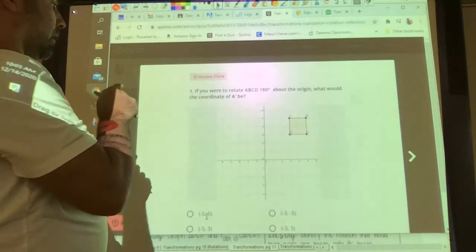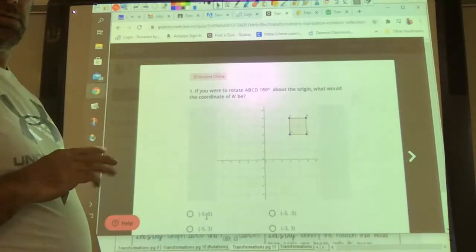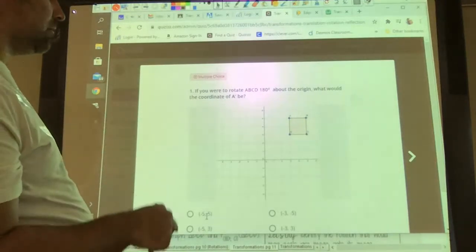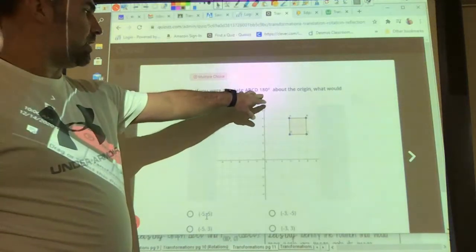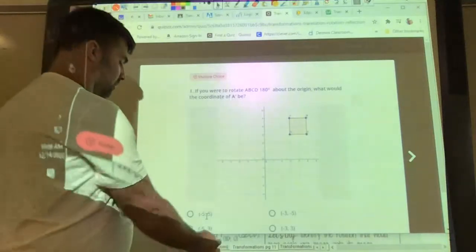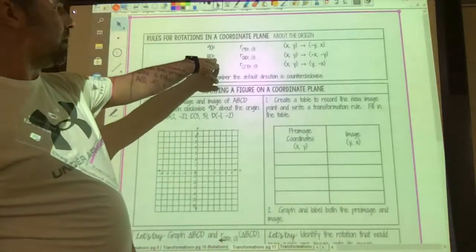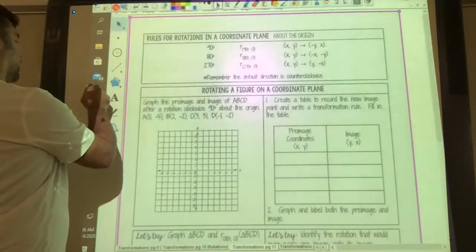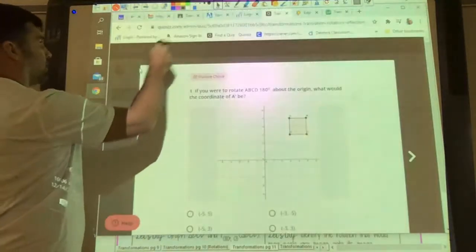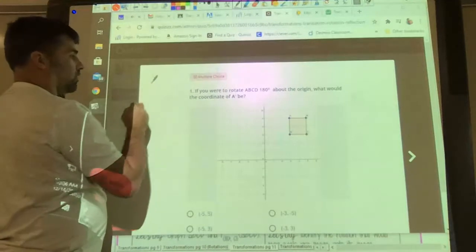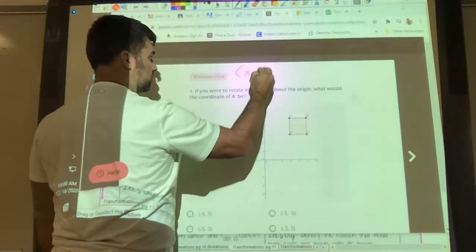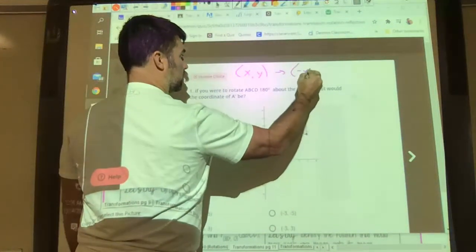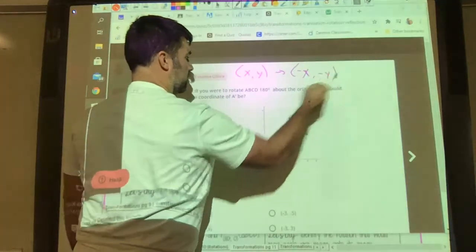Okay, so this is rotations, reflections, and translations. It's about the transformations. So this one is asking about rotations. If you had your packet, when you did this, you should go back. It says you rotate ABCD 180 degrees about the origin, which is all these rules. So my 180 degree rule is XY turns into negative X, negative Y. Right? So we'll just write that down. Every XY in my pre-image, this is ABCD, turns into negative X, negative Y. That's the 180 degree rule.